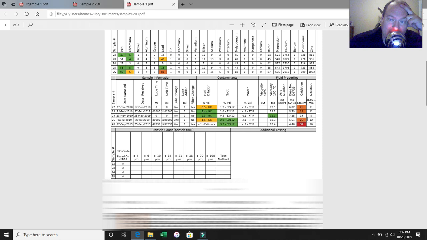See all these fancy colors? Definitely got a problem going on here. So here's where oil sampling gets to be a science. Okay, what do we got here?